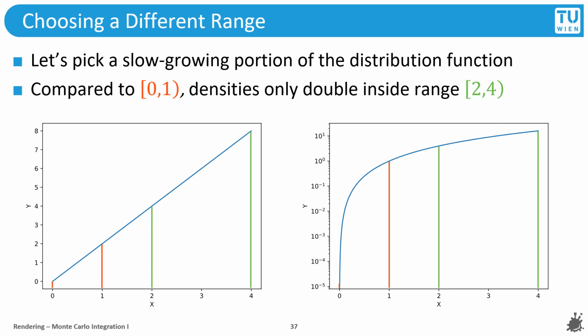So let's try a little variation on the last setup, and instead of having variables in the range from 0 to 1, we actually want them to replicate the behavior of a linear PDF in the range from 2 to 4. And this means that we would see a smaller change in the density because the relative growth of the function in that range is smaller.